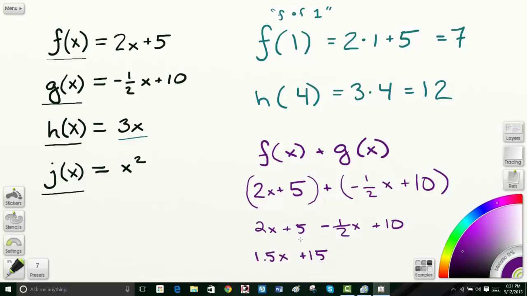So all I've done is I've just taken the terms here and I've combined the like terms. I've added them together because I wanted to know what it meant to get f of x plus g of x. And now we know. It means 1.5x plus 15. That is another example of how we use function notation.